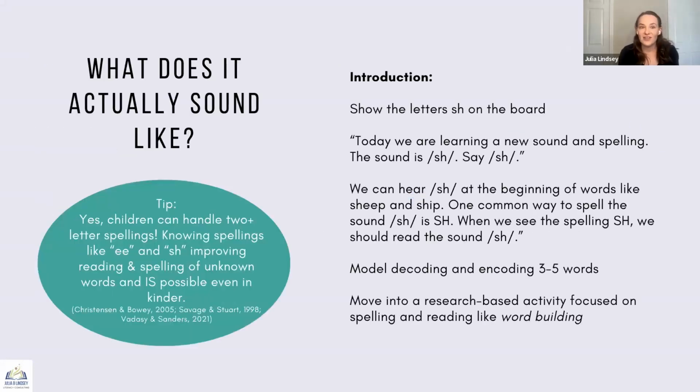So what does it really sound like to introduce a sound spelling relationship? Well, again, just like with the alphabet, it can sound very straightforward. We can simply tell children, we're learning a new sound, we're learning a new spelling. Here it is. Say it after me. Let's listen for it. Let's spell it. Let's practice seeing it both read and spelled. And then let's move into some activities where we get to read and spell.